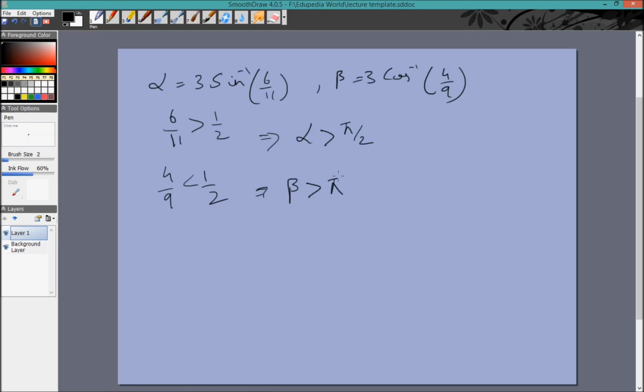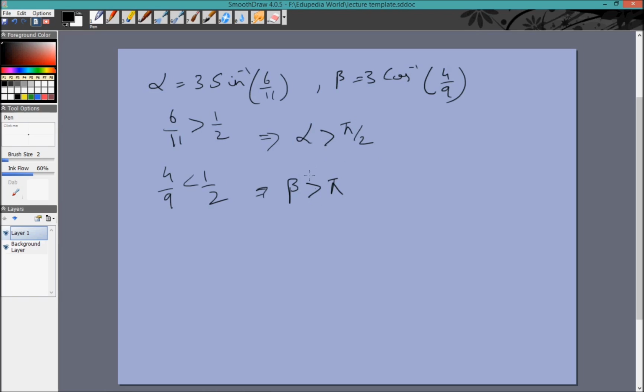So now cos beta will be negative. There's no chance of it going into the fourth quadrant because we are talking about beta being slightly greater than pi, right? So if beta is slightly greater than pi, cos beta has to be negative. So the first option is wrong. Sin beta also has to be negative. So the second option is correct.